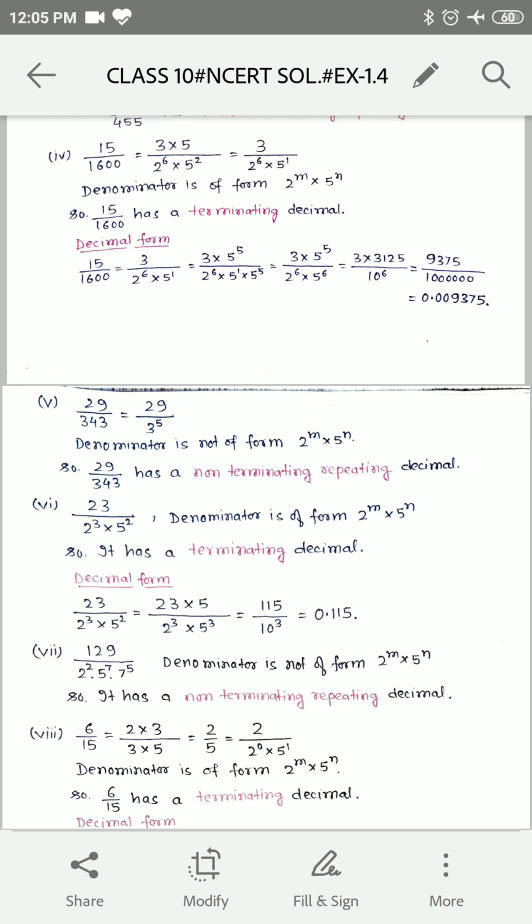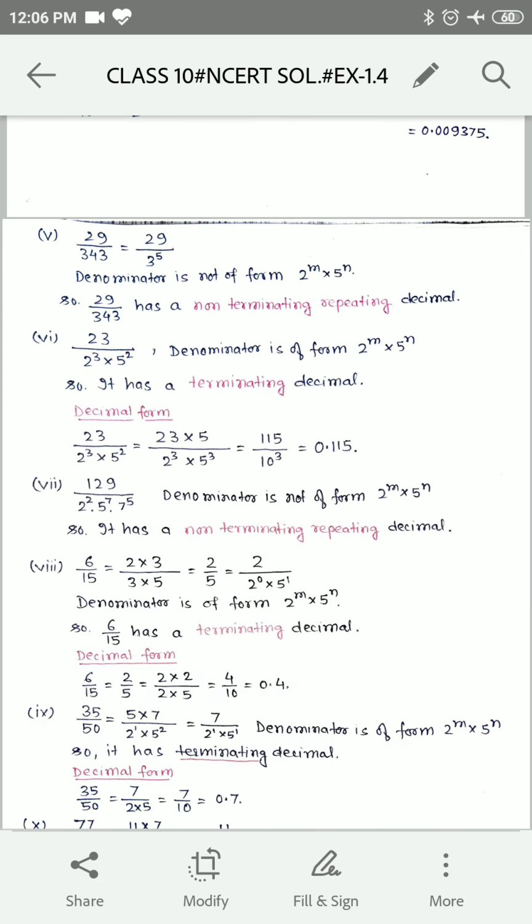In question number 7, 129 by 2 power 2 multiply 5 power 7 multiply 7 power 5. Here the denominator is not in the form 2 power m 5 power n, so it's non-terminating repeating.